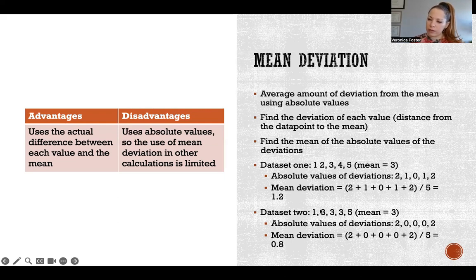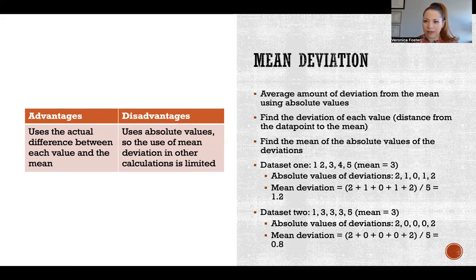Then if we find the deviation for this first point, it would be -2. And for this last point, it would be +2. But we're using absolute values, so we treat them all as positive. We add them all up, divide by 5, because that's our number of data points, and our mean deviation is 0.8. Okay, so the advantage here is that it's using the actual difference between each value and the mean.